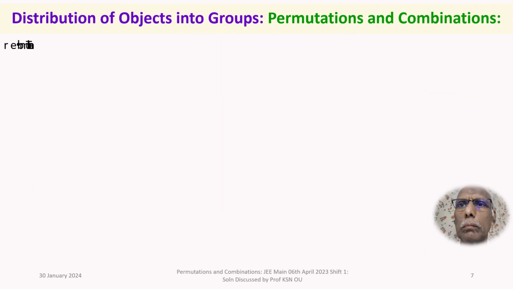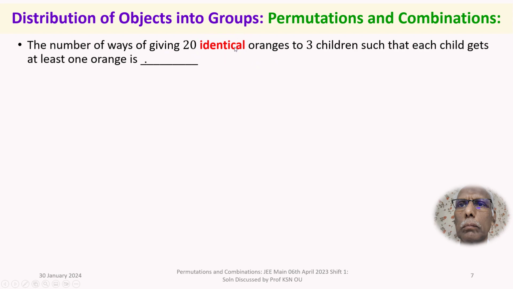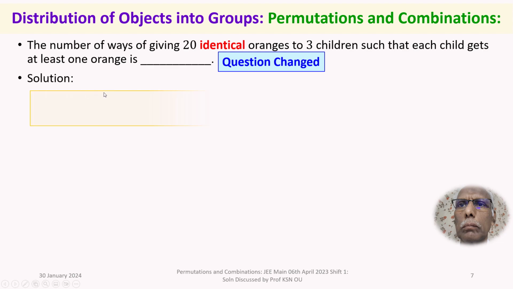Right. Now this is a changed question. This is not the same question given in the examination. The number of ways of giving 20 identical, indistinguishable oranges to 3 children such that each child gets at least 1 orange is. If I change the question to identical, indistinguishable oranges, then the number of ways will change. So, for this question, let's have a solution here.